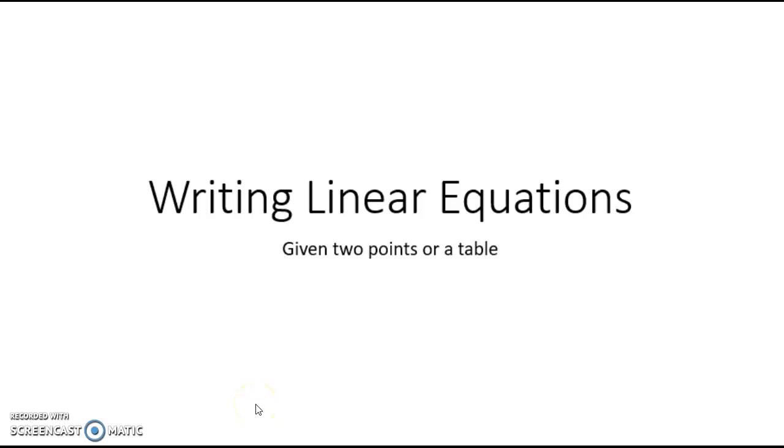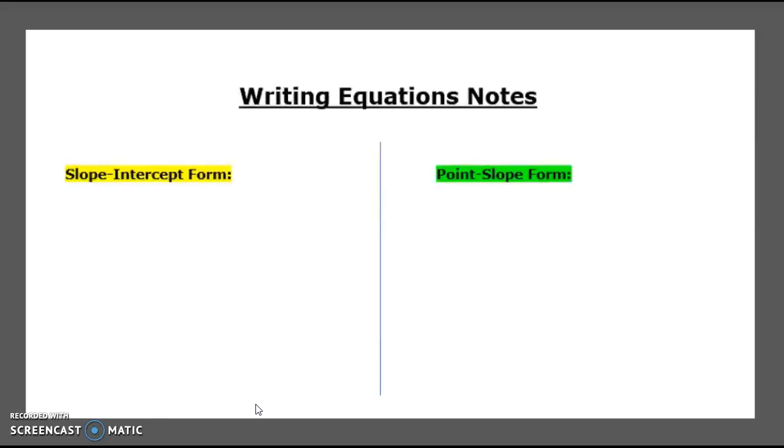Today we're going to learn how to write linear equations given 2 points or a table. And really it's just a piggyback on what we've already been learning. There shouldn't be anything new. So to start with, we need to remind ourselves what's the slope-intercept form and what is the point-slope form.